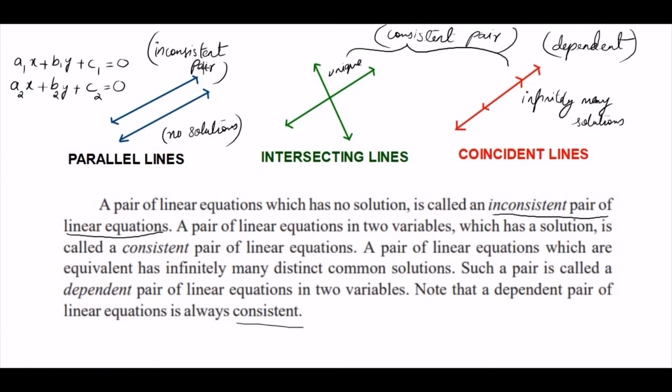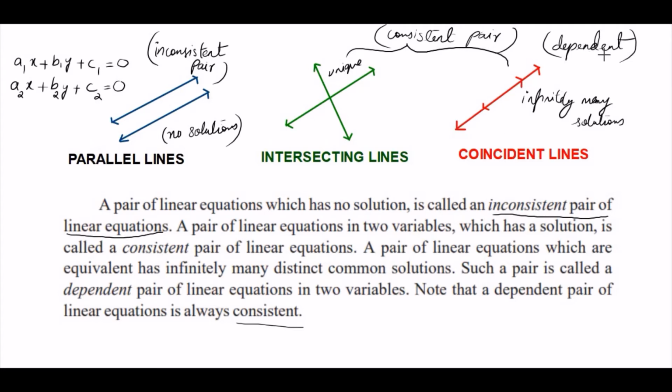So inconsistent pair means there is no solution. So parallel lines form the inconsistent pair and these two, the coincident and intersecting lines, have solutions. Here there is only one solution. Here there is infinitely many solutions. So these two form the consistent pair of linear equations, and this, the coincident lines, is also the dependent pair.